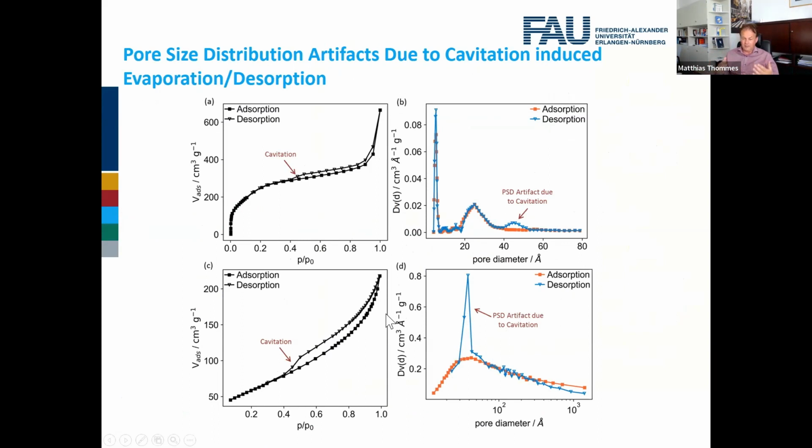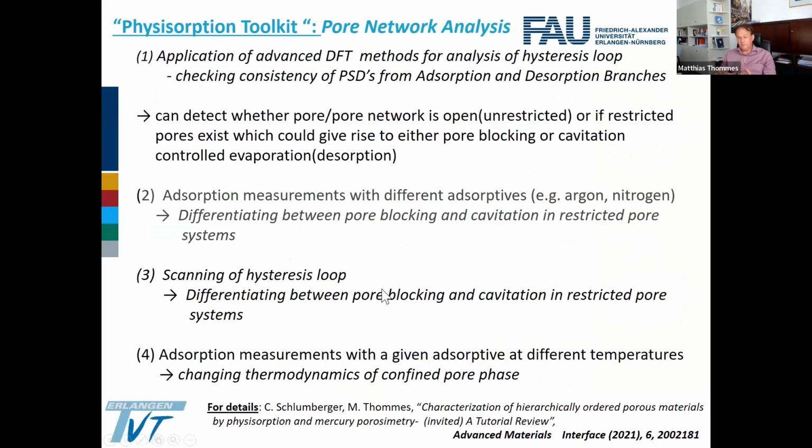In old textbooks, this step down was discussed within the concept of the tensile strength hypothesis, which is related, but doesn't describe the nature of the cavitation-induced evaporation, because cavitation can only happen if you have a connection between a larger pore and a smaller pore, in a type of ink bottle geometry. Meanwhile, a comprehensive toolkit for physisorption pore network analysis has been developed in the field, and you can find a lot of this in the two review papers which I mentioned.